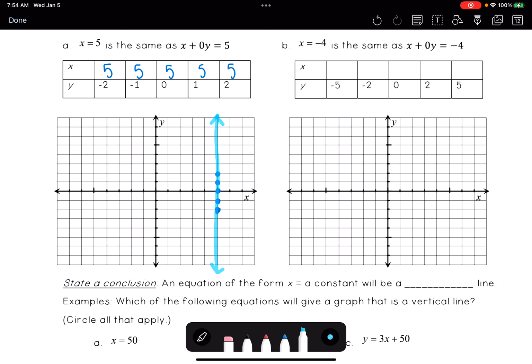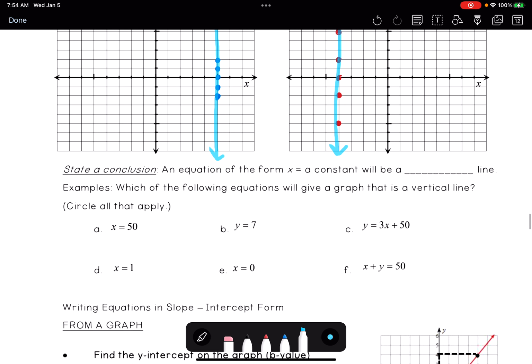For x equals negative 4, again, no matter what, x is negative 4. So plug in negative 4 into your table. Y can change, but x can't. So negative 4, negative 5, negative 4, negative 2, negative 4, 0, negative 4, 2, negative 4, 5. It's going to just stay the same no matter what. So to summarize, an equation in the form x equals a constant, or x equals some number, will be a vertical line.